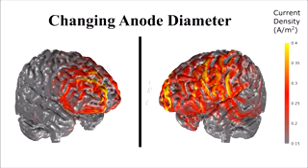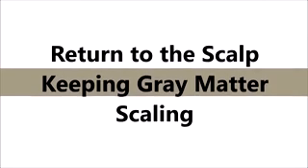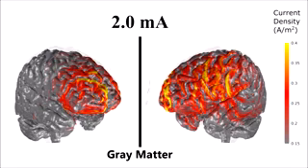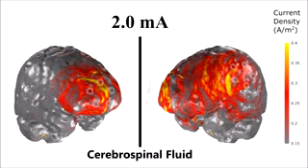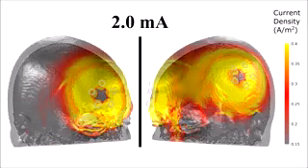The diameter of the 5-electrode ring can also be changed. In this illustration, increasing and decreasing the diameter of the electrode array has a notable effect on the current distribution in the cortex. Keeping the scale of the gray matter, we will add tissue layers until we return to the scalp. First we add cerebrospinal fluid that surrounds the brain, then we add skull, and finally we arrive at the scalp.